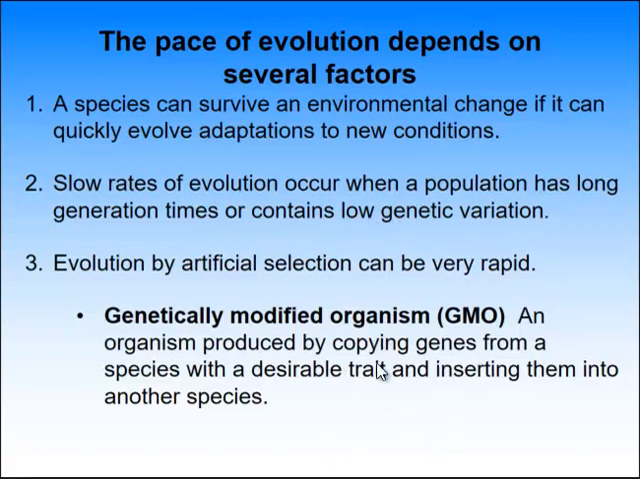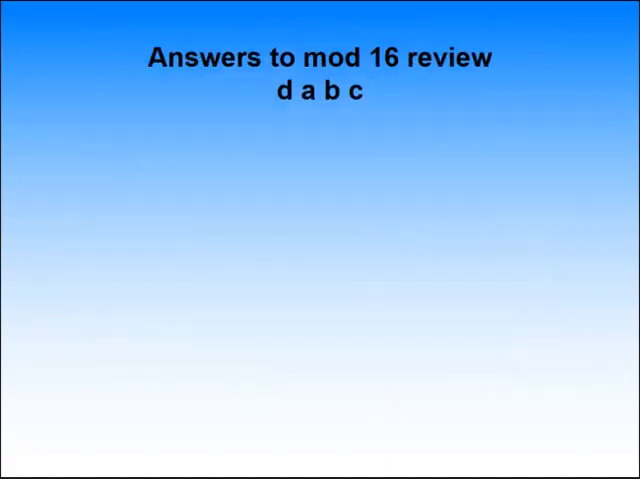And then GMOs, I'm not going to test you on GMOs because we're going to talk about those another time. Just know that a GMO is like a plant. We use GMOs, and there's a lot in the news about it. Like I said, it means copying genes from a species and inserting them into another.